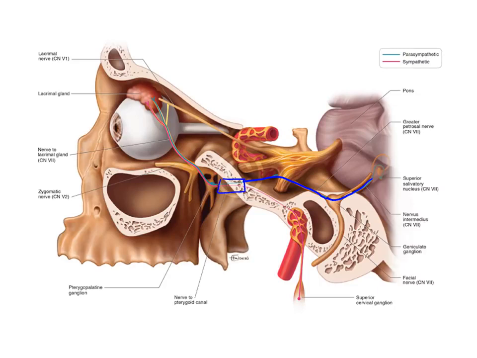The greater petrosal nerve is purely a parasympathetic nerve, while the nerve of the pterygoid canal is considered a mixed nerve because it contains both parasympathetic and sympathetic fibers. The nerve of the pterygoid canal terminates at the pterygopalatine ganglion, shown here. Within the pterygopalatine ganglion, the synapse occurs between the preganglionic and postganglionic parasympathetic fibers.